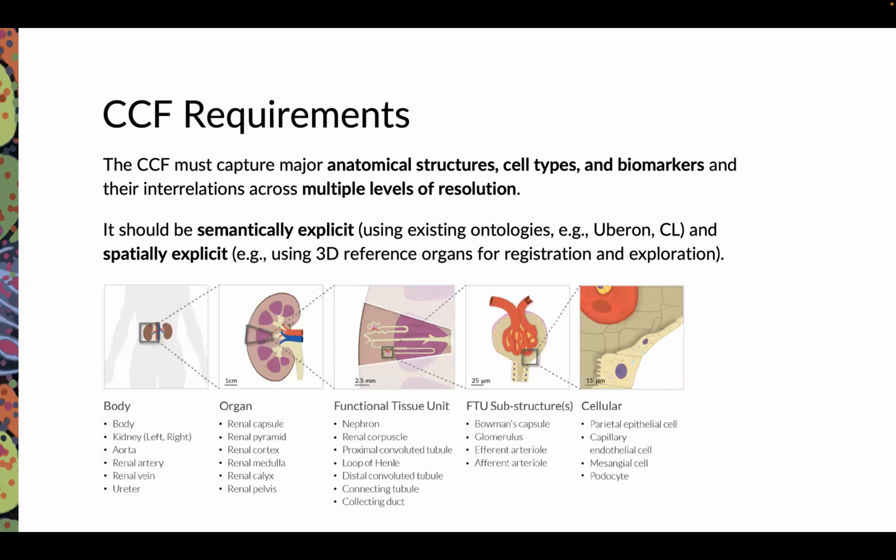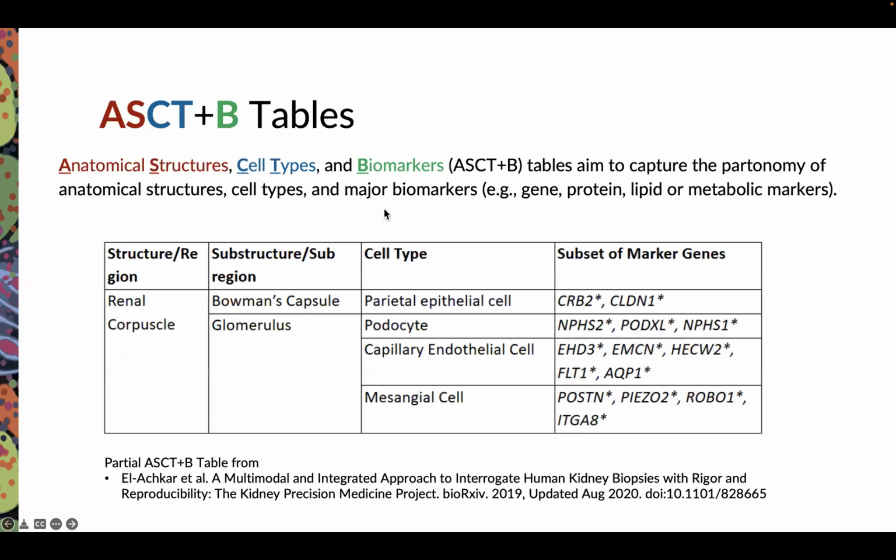And then where am I within that functional tissue unit, and what are the different cell types out there, and what are their positions, and of course their states as measured by this multi-scale characterization. And so the ASCT plus B tables have been designed to help facilitate and systemize the knowledge that's being gathered across the different sites.